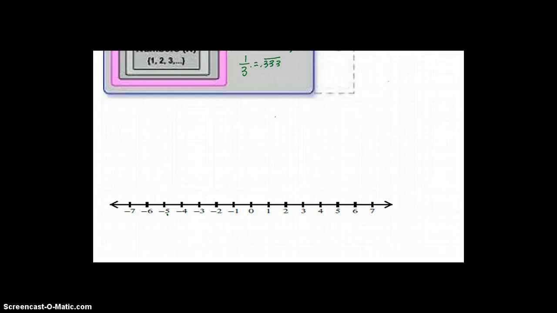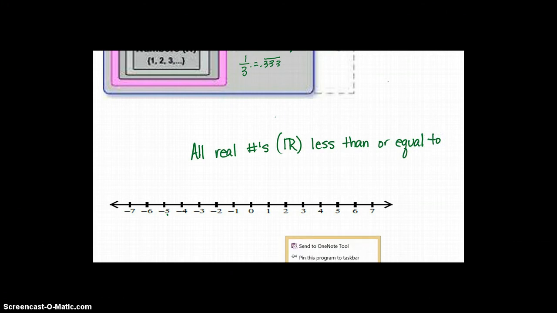So let's talk about going in the opposite direction. Let's do one that says all real numbers. There's a really cool symbol for all real numbers. It's 2 lines, R starting at the beginning. All real numbers less than or equal to, let's go 4.